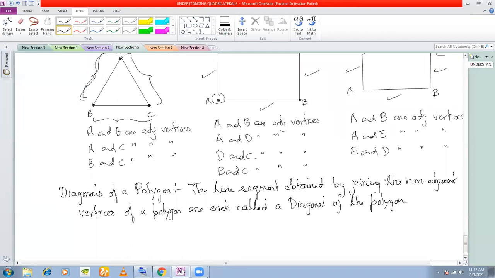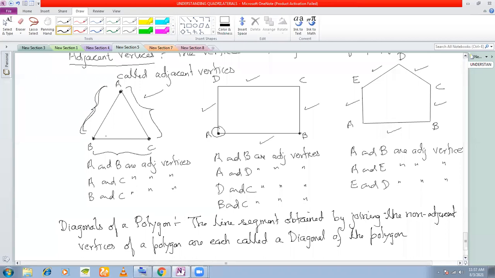So in a triangle, there are no diagonals, because all of the vertices are adjacent. In a triangle, A and B are adjacent, B and C are adjacent, A and C are adjacent. So there are no diagonals in a triangle.